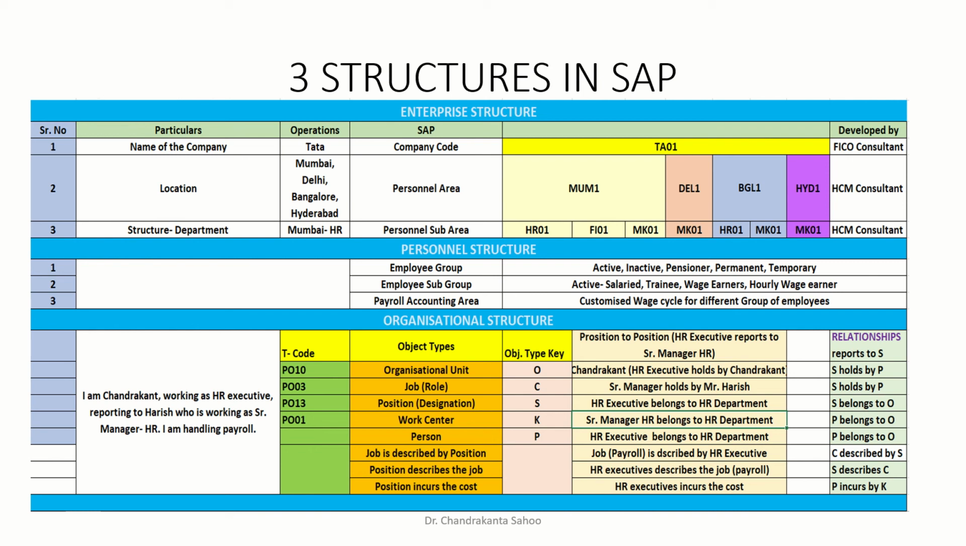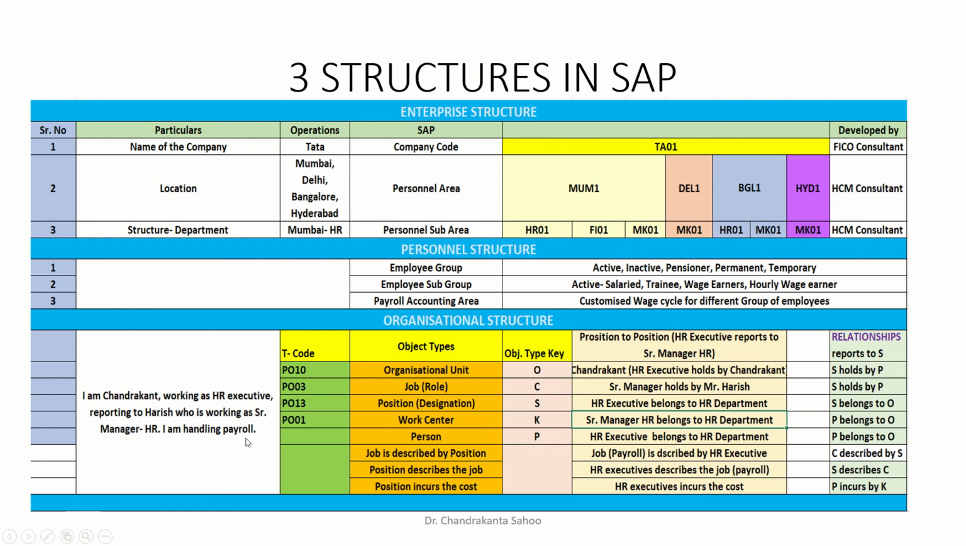I am Chandrakant, working as HR executive, reporting to Harish, who is working as senior manager HR, and I am handling payroll. Let us understand this. When you talk of a name like Chandrakant, he is a person who is holding the position of HR executive, and his reporting manager is Harish, who is also a person, holding the position of senior manager HR.